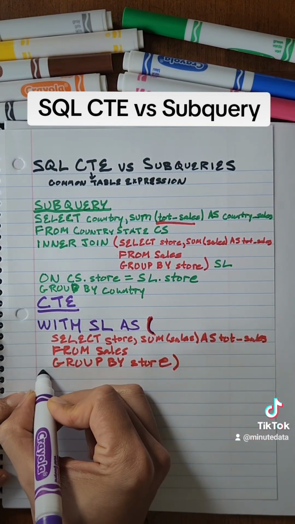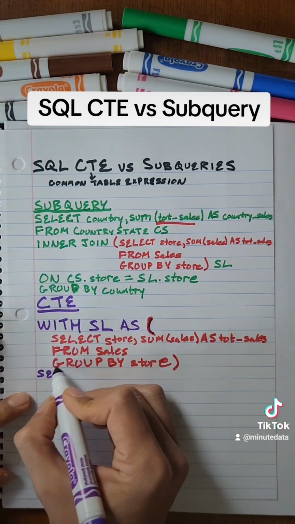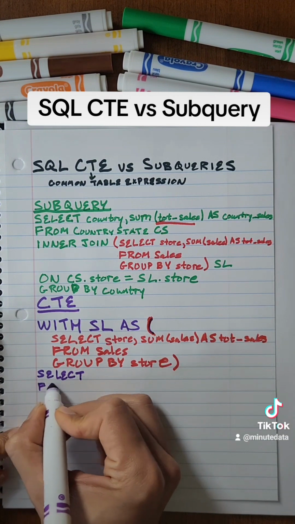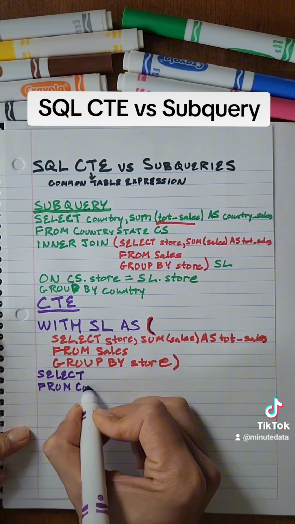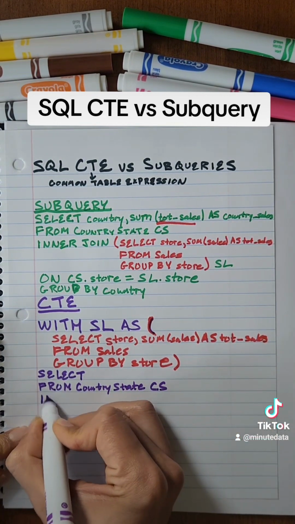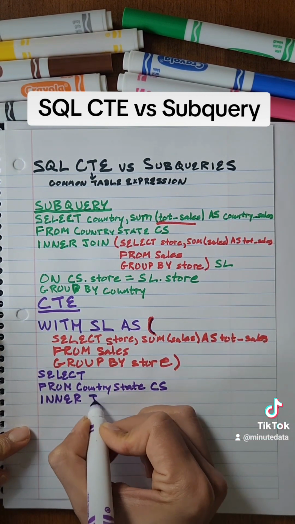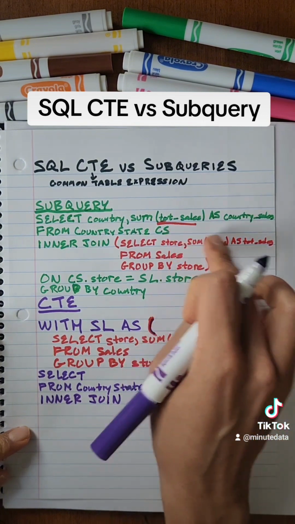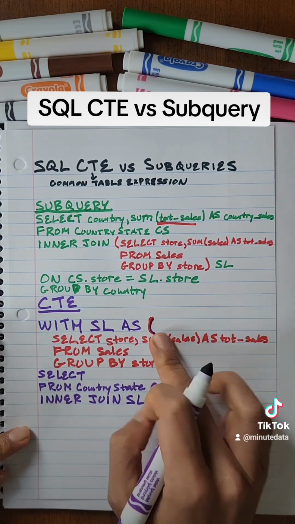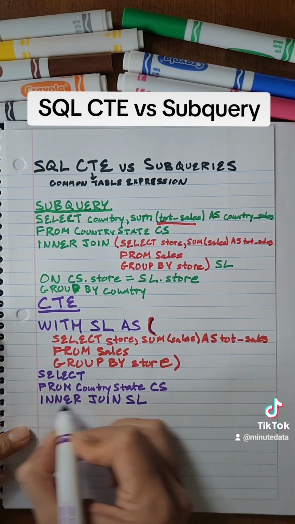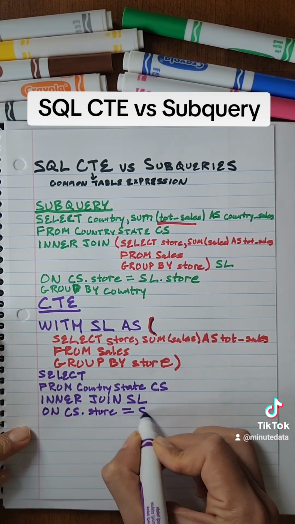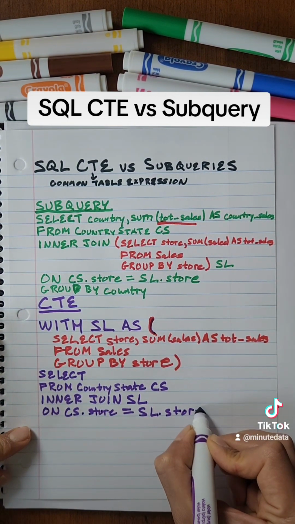Now we can cleanly write the next section, which is pretty much going to be the green text we have up here. So let's have our select statement, and we're going to select from country state as before. It's called country state CS. Inner join. And this is where the magic happens. Instead of writing this huge expression, we can actually just write SL, which contains the results of that subquery. And we're going to join SL on country state store ID equals the sales level store ID.